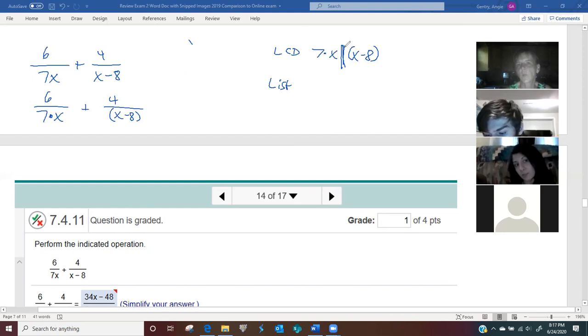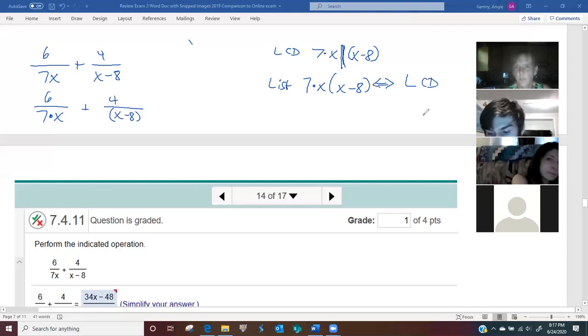So when I ask you to list the factors, you're listing each factor the most you see it. I see a 7 once, I list it once. I see an x as a factor once, I see it never as a factor by itself, so you have to list it. And then I see an x minus 8 once. I have to list it. And this is the important part, that's my LCD. So you can't just grab one x, you need them both, because this one is a piece of that factor.